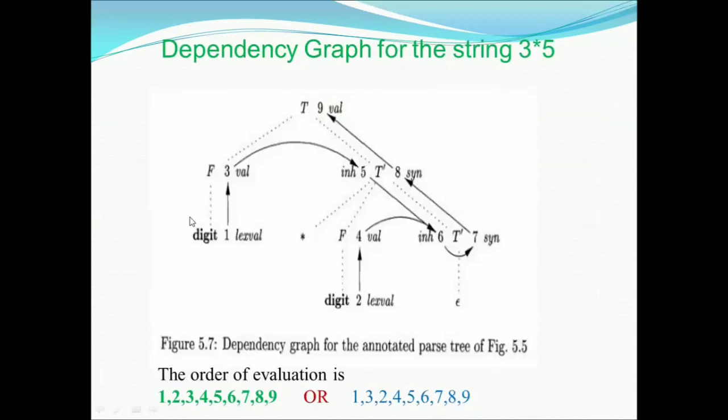Now the order of evaluation will be: I get the value of 3 first, that is 1. I get the value of digit, that is 2. The value will be 3, the value will be 5. So either I can execute this or I can execute this. If you assume that I execute 1, 2, then I execute this 3, and then I can execute either 5 or 4. Both are one and the same.